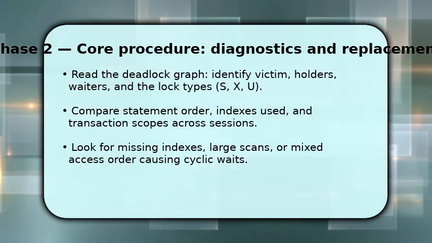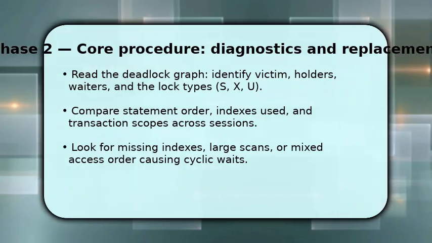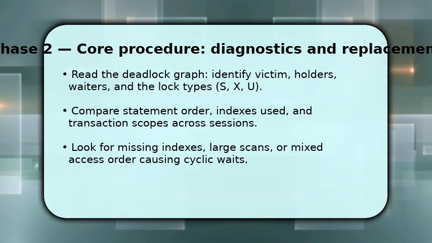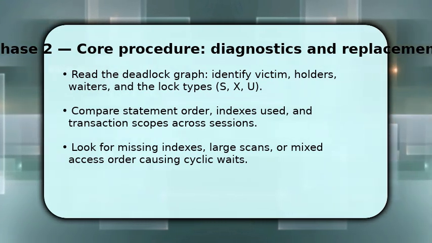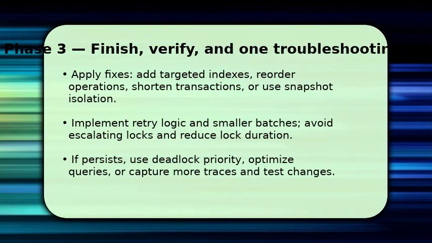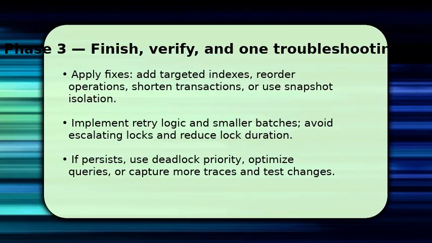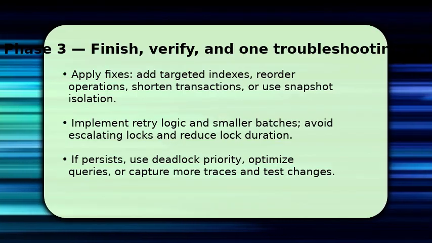Once you identify conflicting object access order, trace code paths in the app so you can change order or reduce lock footprint. To fix the deadlock, change what causes the cycle. Add or tune indexes so queries use the same access path, reorder statements to acquire resources consistently, and shorten transactions to reduce lock time. If appropriate, enable read committed snapshot or snapshot isolation to reduce read-write conflicts.